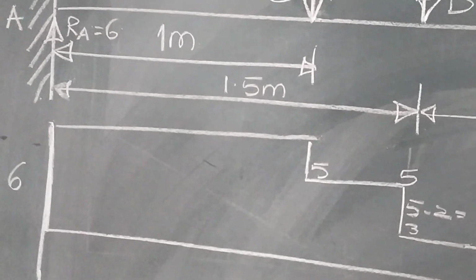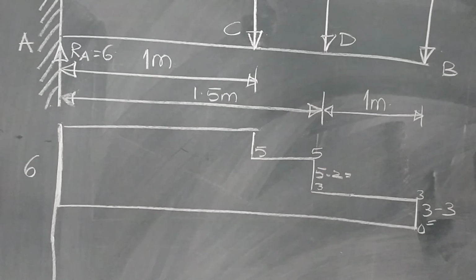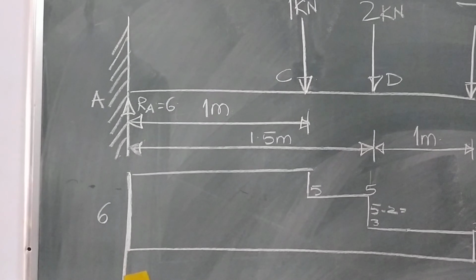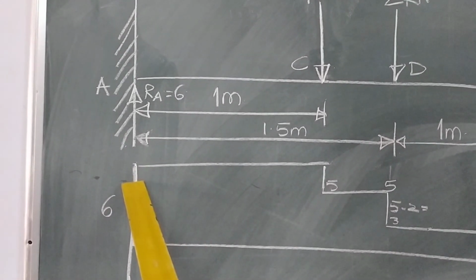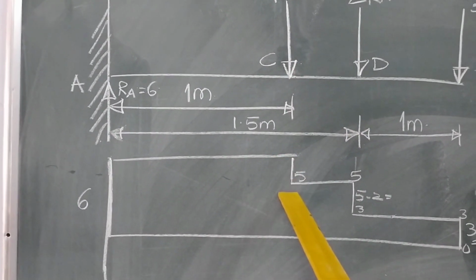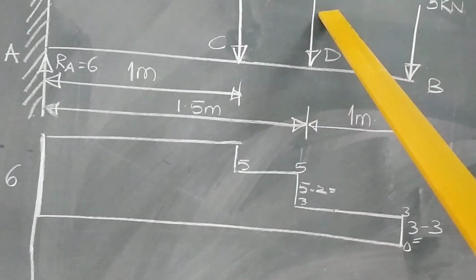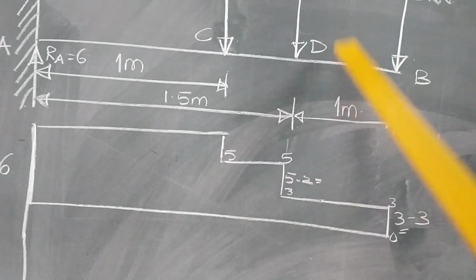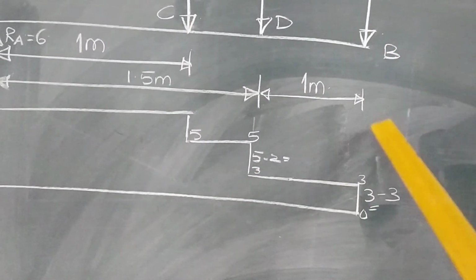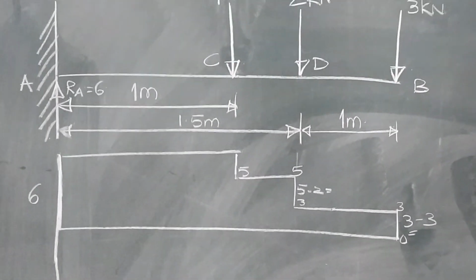Now, let us recall how we have drawn this shear force diagram. You have to solve this problem for at least shear force: 6 kilonewton at A, straight line till point C, 6 minus 1, 5 kilonewton, straight line up to the 2 kilonewton force, then 5 minus 2, so it is 3, and a straight line up to point B, and 3 minus 3 is 0. Now, let us see bending moment.